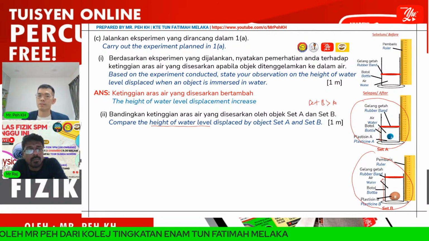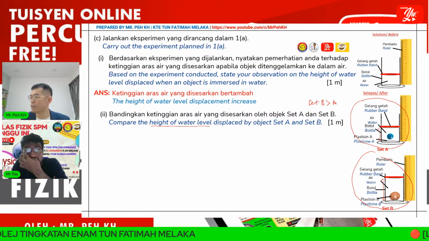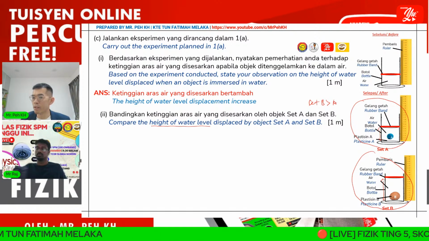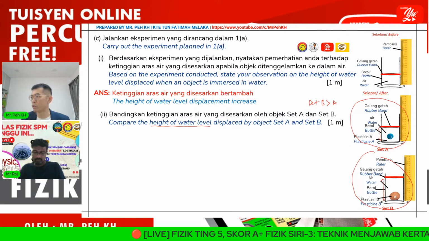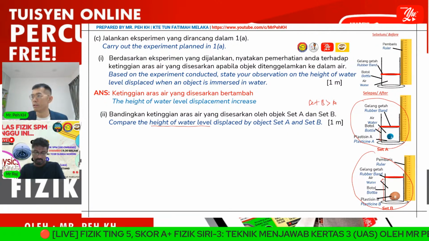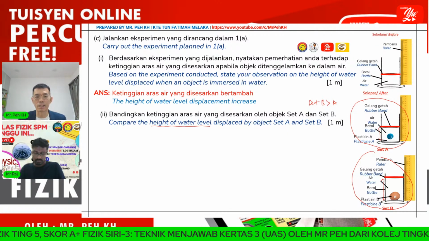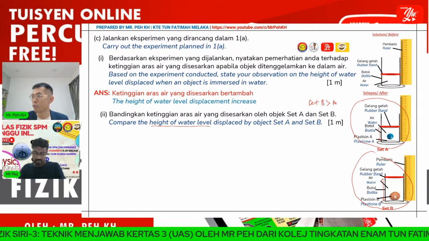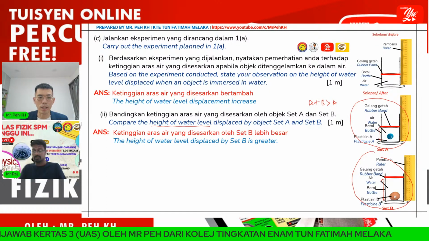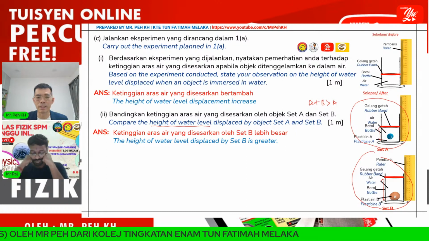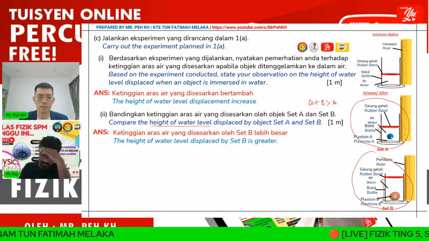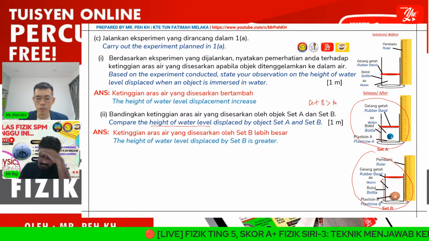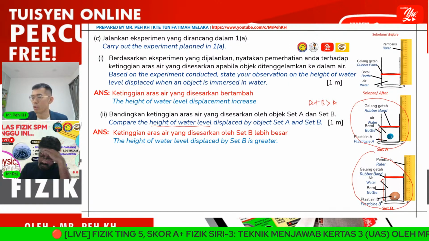This is quite similar to the questions we see in paper 2, question number 5, number 6, the comparison question, where it asks you to do the comparison, as asked in the Malacca trial 2022. So the answer here: the height of water level displaced by set B is greater. The method we use to answer here is actually the same method you learned for the comparison type of question in paper 2 already. Or you can mention it by using labels also.